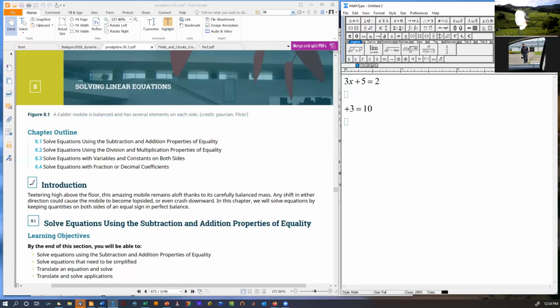But when things get complicated, there's actually a systematic way you can attack these problems, and that's what solving these equations is all about. Is developing the systematic way to go through it.